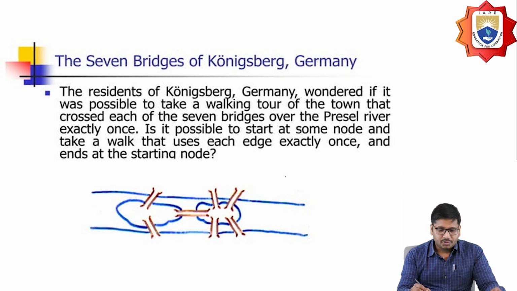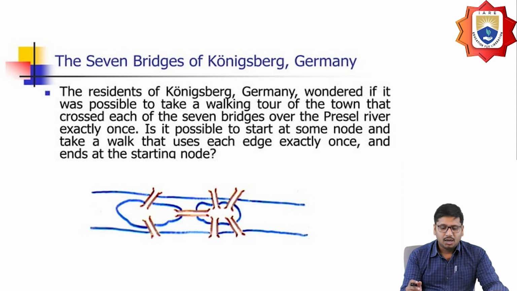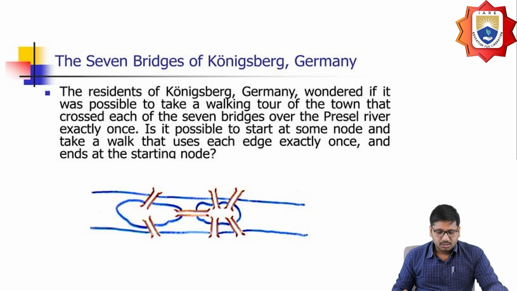So here in this Königsberg bridge problem, the people wondered about having a tour of the town such that they cross the several bridges over the Pregel River exactly once. So the problem is: is it possible to start at some node, take a walk that uses each edge exactly once, and then end at the starting node?